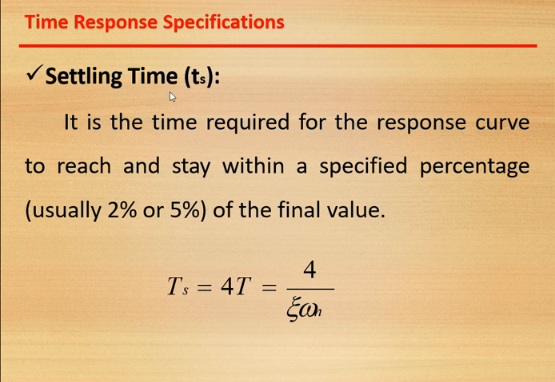And the last parameter is settling time, where 4T is considered as the standard settling time, after which we will get the steady state response. So 4T is considered for that. By this 4T, if you put that value in that equation, you will get 4 divided by zeta omega n.